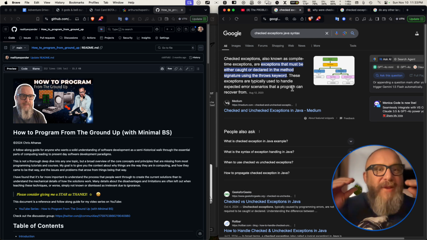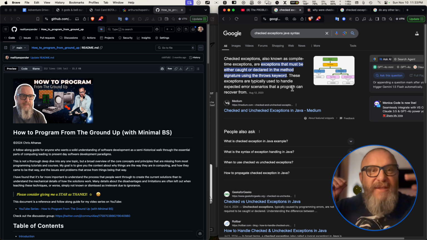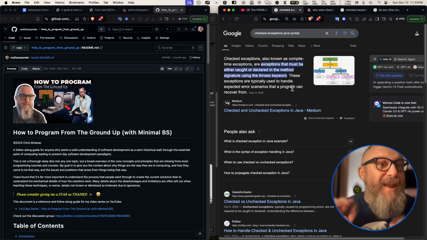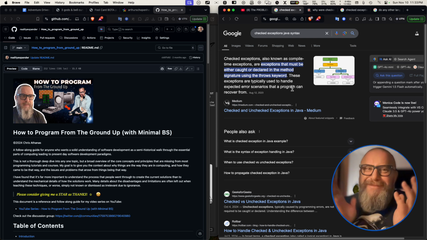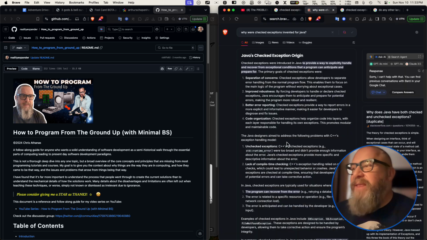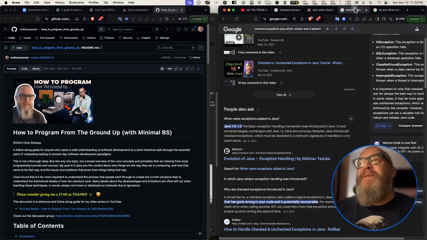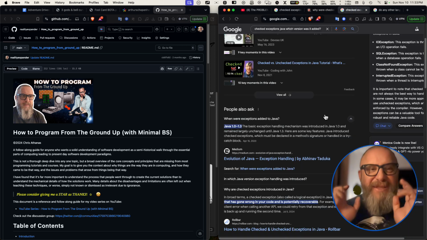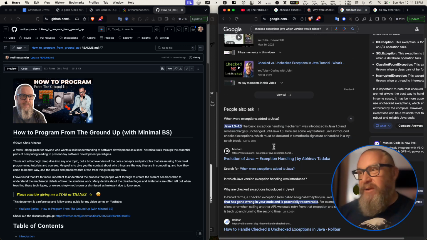Basically, in the declaration, you say you're going to tell the compiler all the exceptions that may be caused by that particular function. They thought it was really going to explicitly handle and cover exceptional conditions that a program can anticipate. There were a lot of things trying to reduce the amount of errors happening, especially in the early days of Java, and it's saying something has gone wrong in code and is potentially recoverable, as opposed to an irrecoverable error.